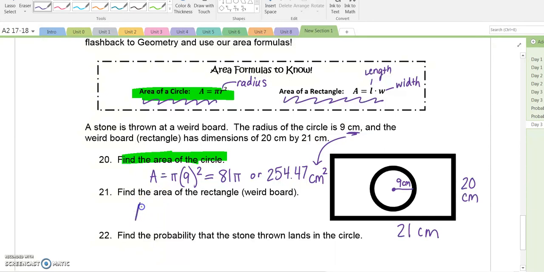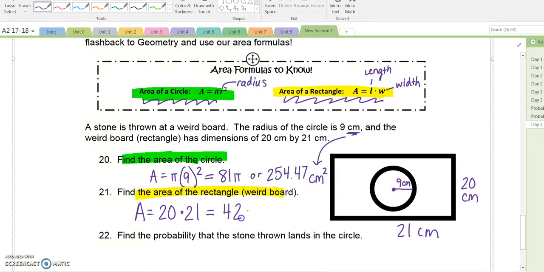Right. Area of the rectangle. Remember, the area for a rectangle is this formula right here, length times width. So I would do length, so 20 times 21. And that would give me 420. So 420. And again, same thing with units, centimeters squared.